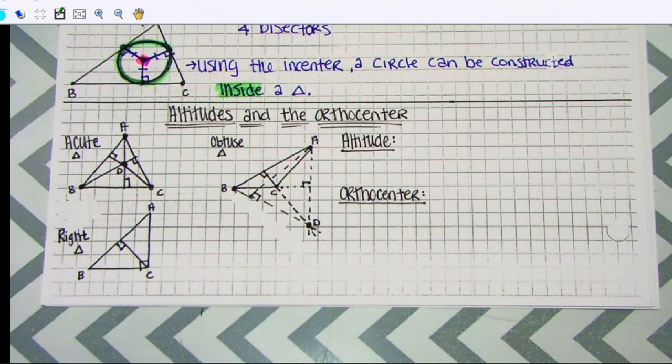Now, the other two theorems that we talked about are medians and our angle bisectors. They're always inside the triangle. Altitude, however, moves around depending on what kind of triangle you have. So let's define altitude first.